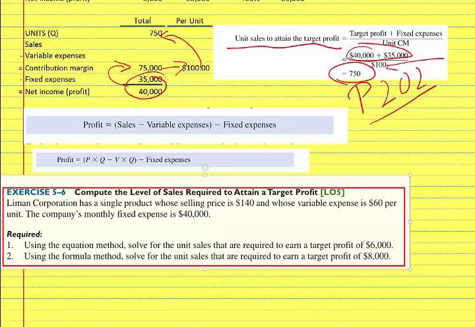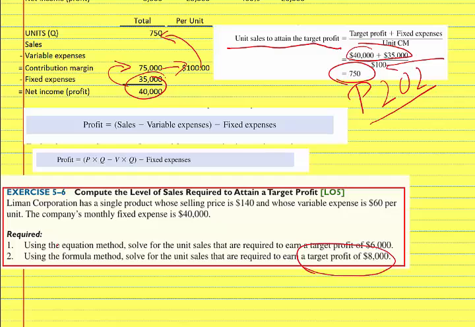Now, let's see if you can work exercise 5-6. Compute the level of sales required to attain a target profit. It says, Lyman Corporation has a single product whose selling price is $140 and whose variable expense is $60 per unit. The company's monthly fixed expense is $40,000. For requirement 1, we're to solve for the unit sales required to earn a target profit of $6,000. For requirement 2, you have to do the same thing for a target profit of $8,000.